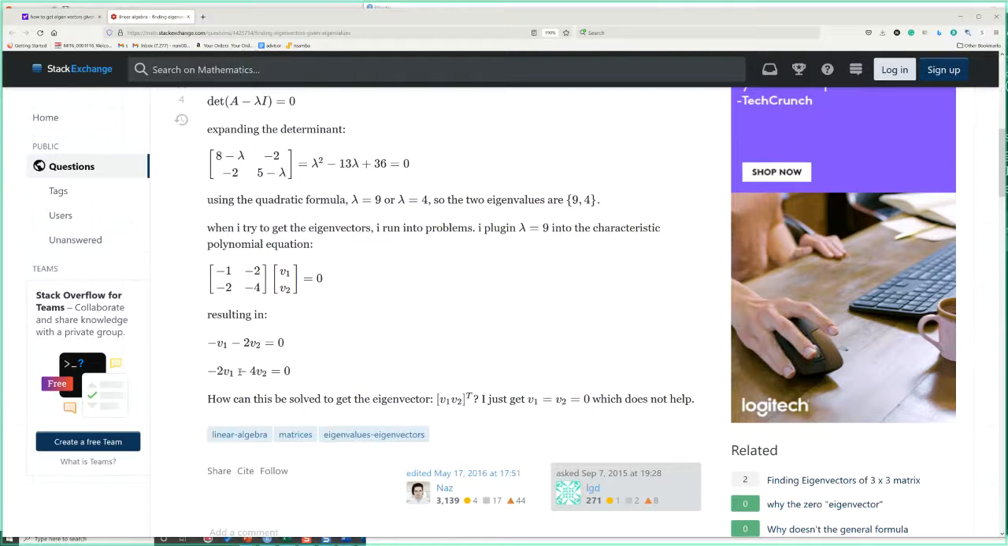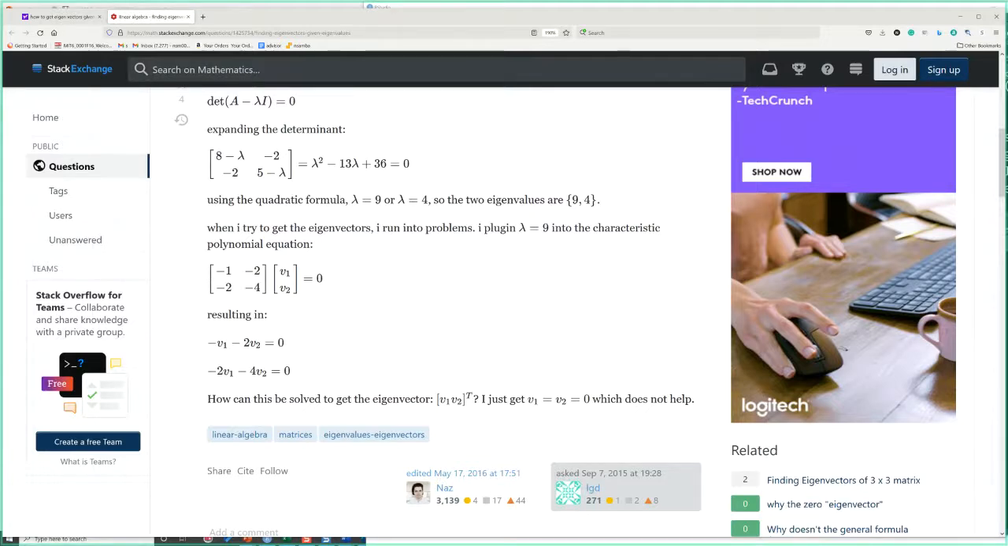So now that I determined the vector direction for lambda equal to 9, I can determine the same thing, the direction for lambda equal to 4. That is the second value here. So you got two eigenvalues, determine the eigenvalues, and once you determine them, you solve the eigenvectors.